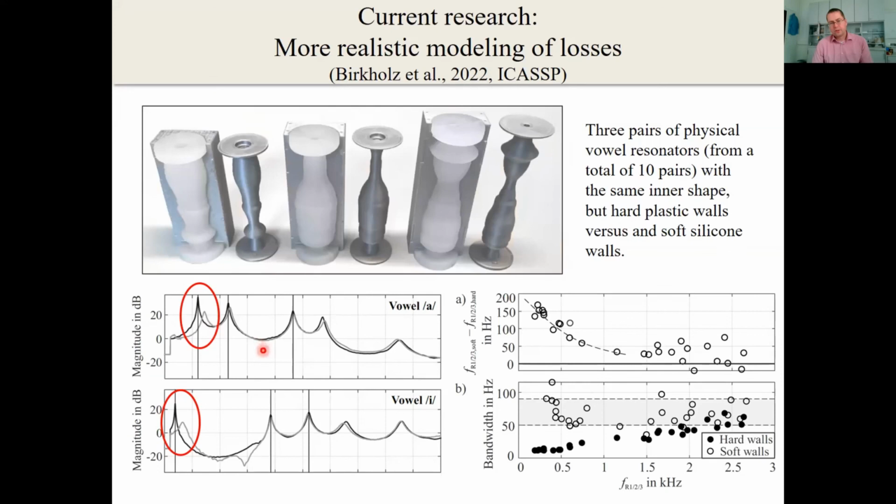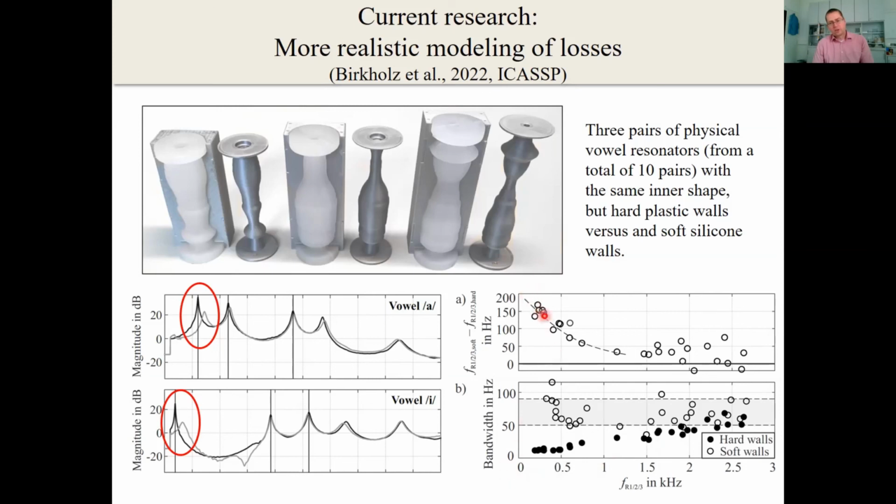And we also see that without the soft walls, we underestimate the bandwidth up to 2 kilohertz. So we need to properly include this loss to get realistic bandwidth here. So this gray area that I show here, these are measurements from human subjects. Yeah, this area, and we are below that with our black dots here.